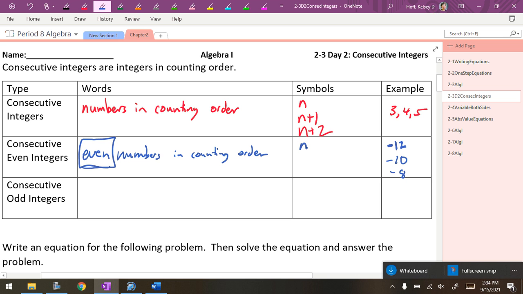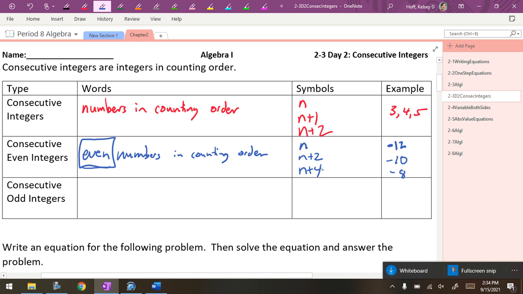How do I get to negative 10? Plus 2. N plus 2. How do I get to the next one? N plus 4. Even integers skip 1, right? So you add 2, you add 4, then you would add 6.